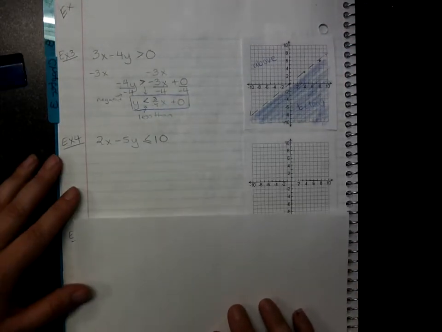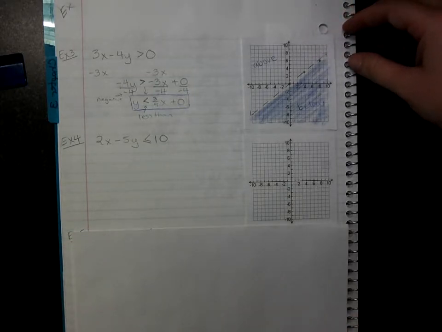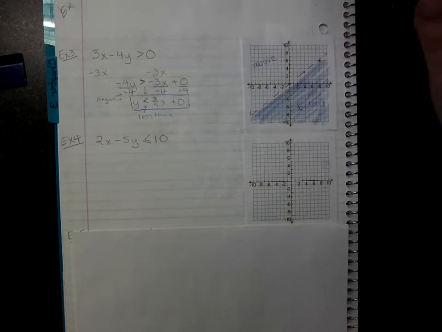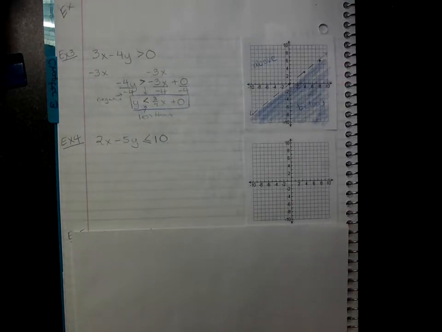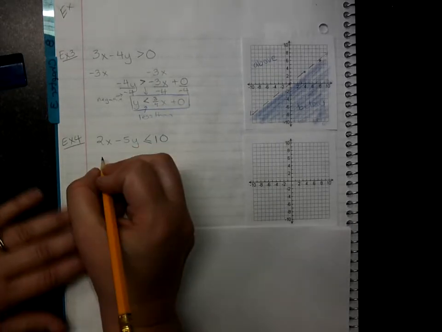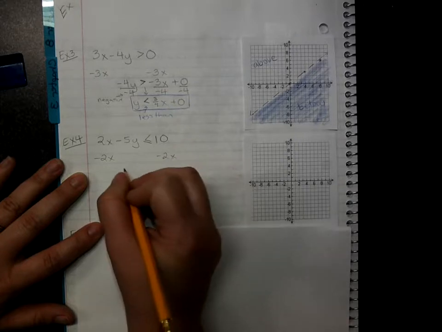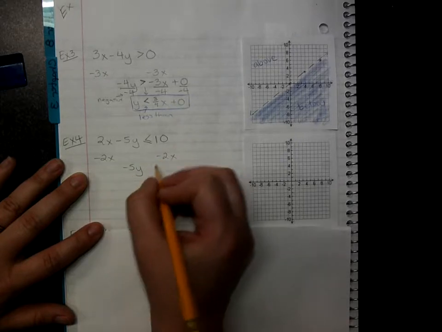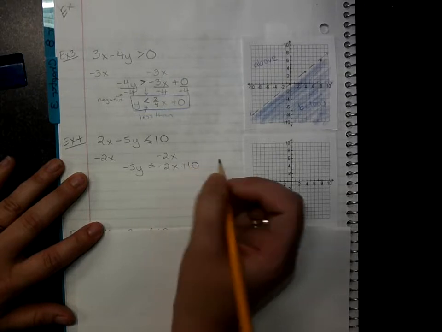All right, let's keep going. We've got example 4: 2x minus 5y is less than or equal to 10. If you have not done so already, I encourage you again to pause the video and try this on your own, and then play it so you can see how you did. We're going to move that 2x to the other side. That's negative 5y is less than or equal to negative 2x plus 10.